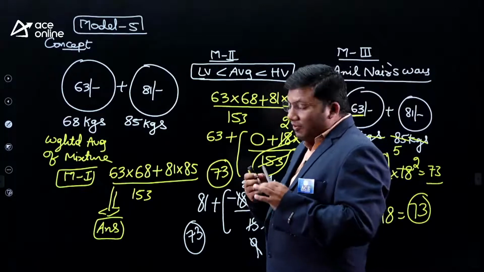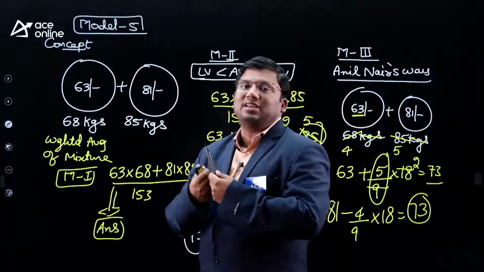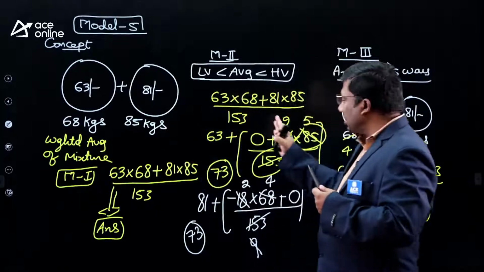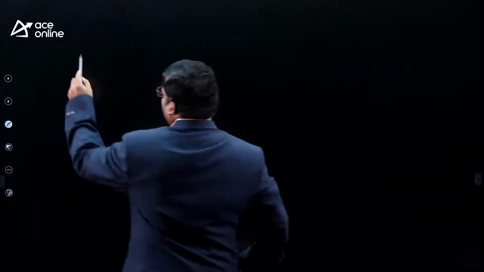What we will do is, first we will solve 2 to 3 examples, then we will apply this concept to average speed. Method 1, method 2, method 3.